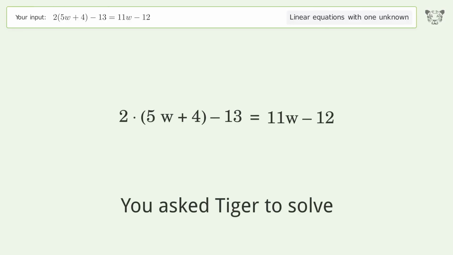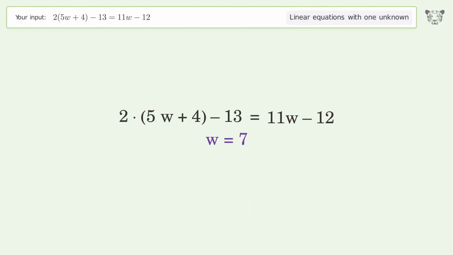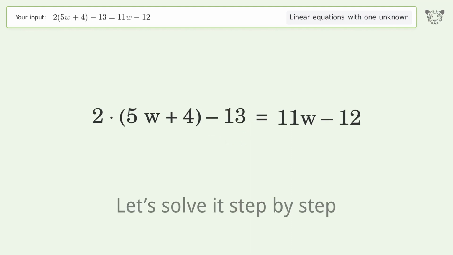You ask Tiger to solve. This deals with linear equations with one unknown. The final result is w equals 7. Let's solve it step by step.